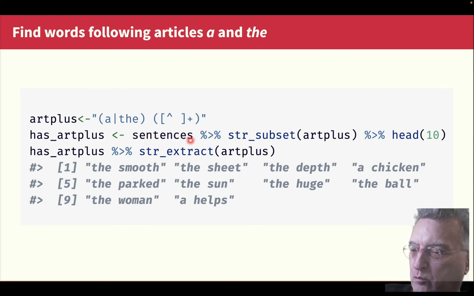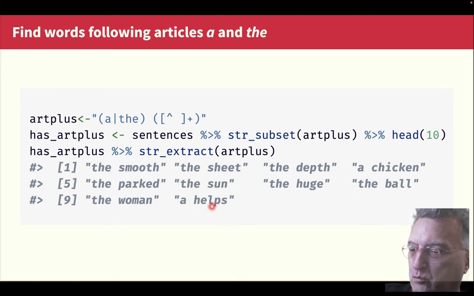We start out with sentences. We get the subset of art plus, and then we take the head of that. So the head of that is what goes into art plus. So this is only 10 sets of these kind of constructs. Okay, and then we extract the art plus. We extract this type of string from the resulting set, and we get these 10 results.